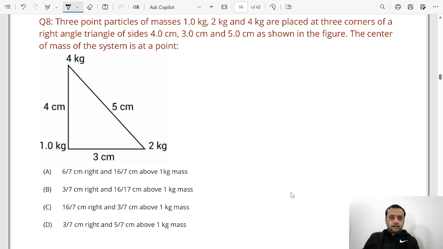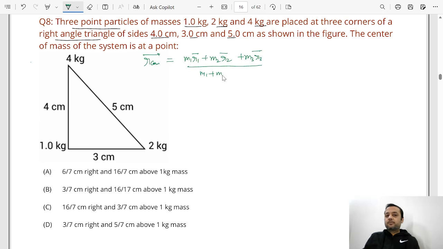All right, so here there are 3 point particles of mass 1 kg, 2 kg, and 4 kg, placed on the corners of a right angle triangle of sides 4, 3 and 5. You have to find the center of mass. Guys, you can't expect an easier, formula based question. We know that the position vector of center of mass for a 3 particle system will be m1 r1 vector plus m2 r2 vector plus m3 r3 vector, divided by m1 plus m2 plus m3.